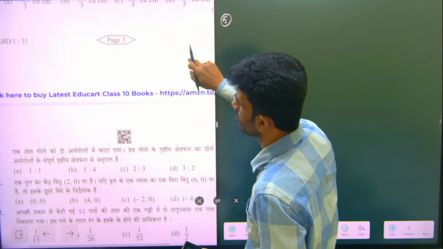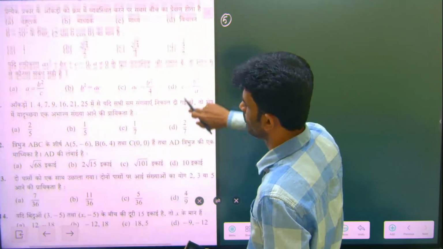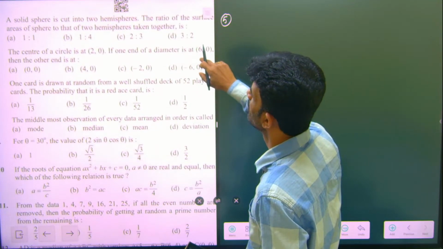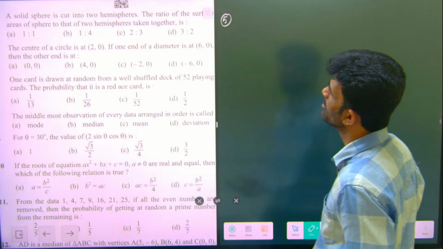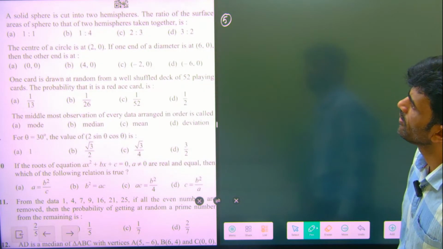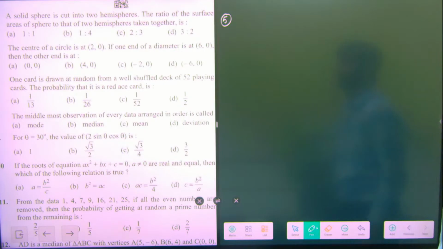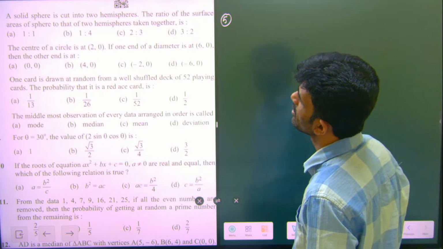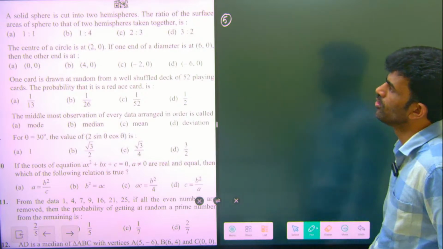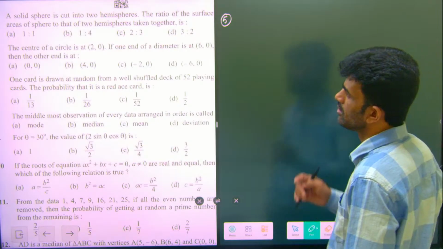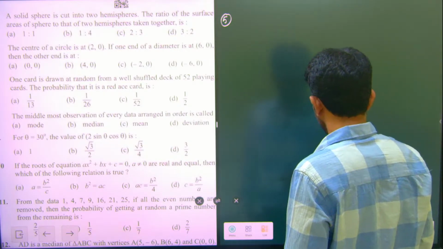Here is question number 5. A solid sphere is cut into two hemispheres, and the ratio of surface area of sphere to that of two hemispheres taken together is. What happens here? It was cut into two hemispheres, then the ratio of surface areas of sphere to that of two hemispheres together is.